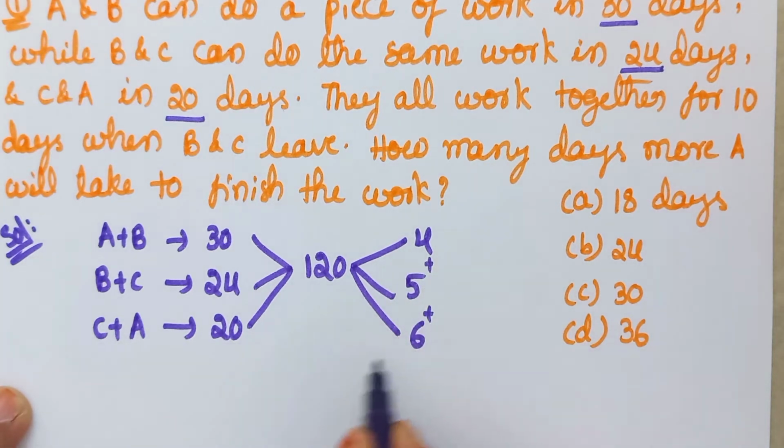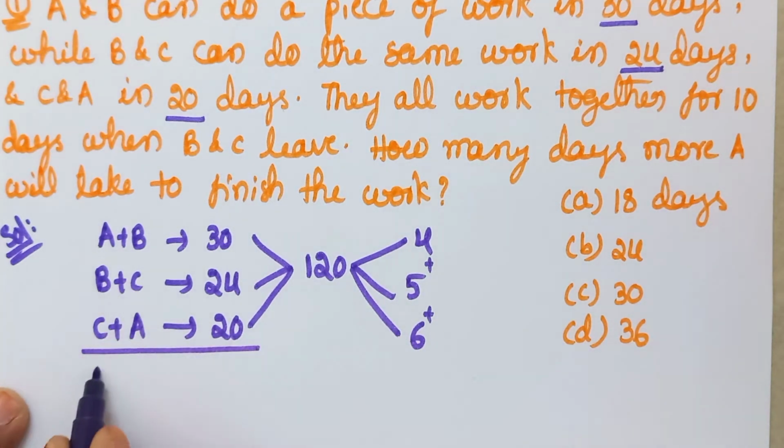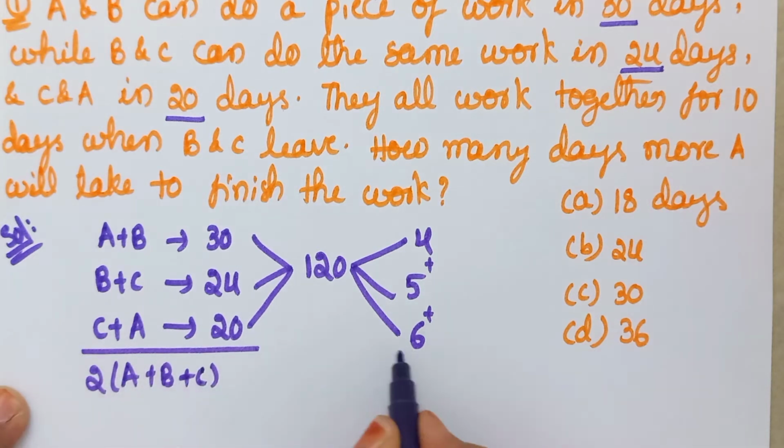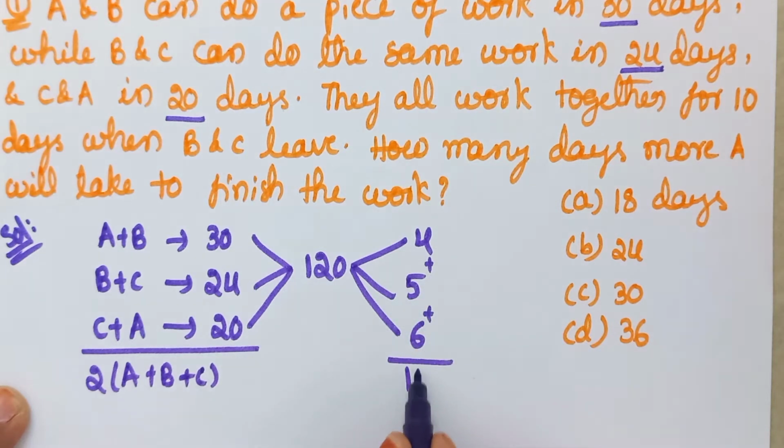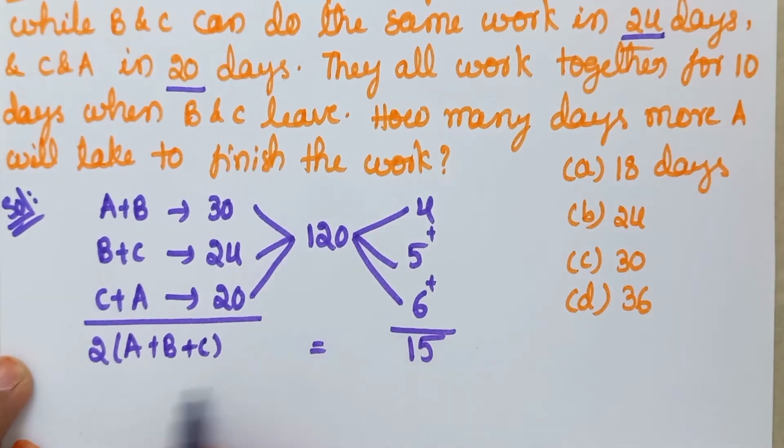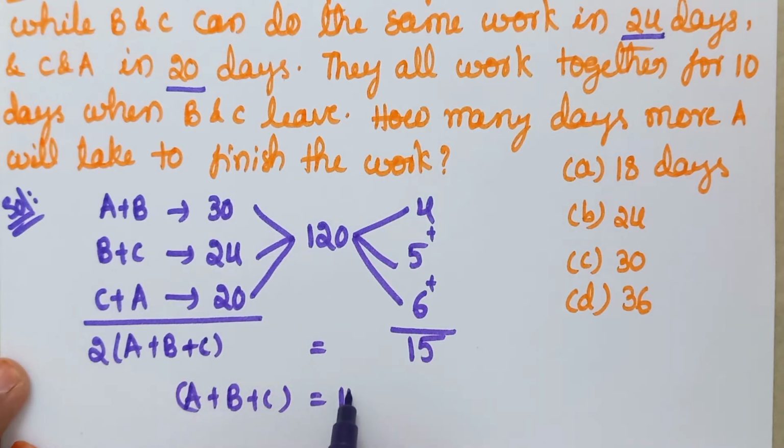So first of all, let us add these expressions. Then it would be 2 times (A plus B plus C). What is the total sum of these? 4 plus 5 is 9, 9 plus 6 is 15. So we can write that 2 times (A plus B plus C) is nothing but 15.